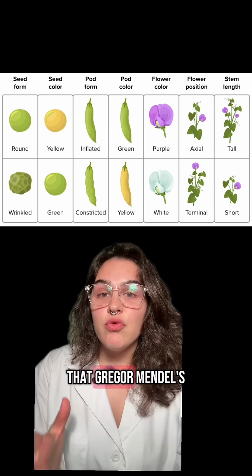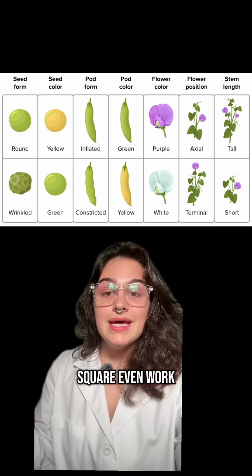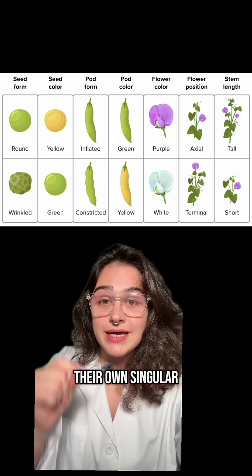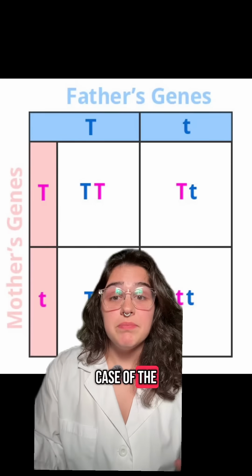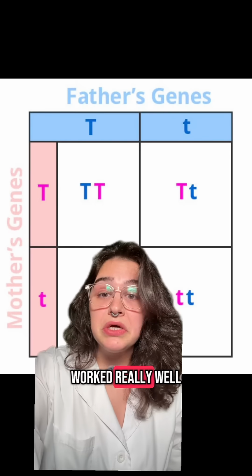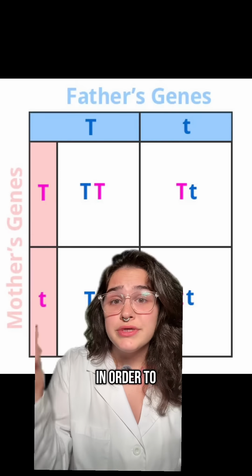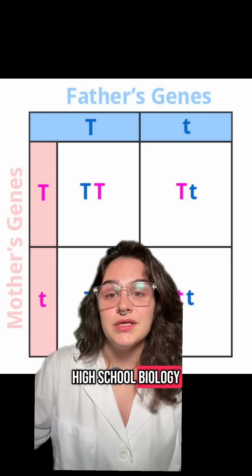And the reason that Gregor Mendel's method of using the pea plant for the Punnett square even worked is because each of these traits is determined by their own singular individual gene, meaning none of them are polygenic. So in the case of the pea plant, this Punnett square worked really well. And that utilization of pea plant characteristics in order to teach the Punnett square would also work very well in high school biology courses to come.